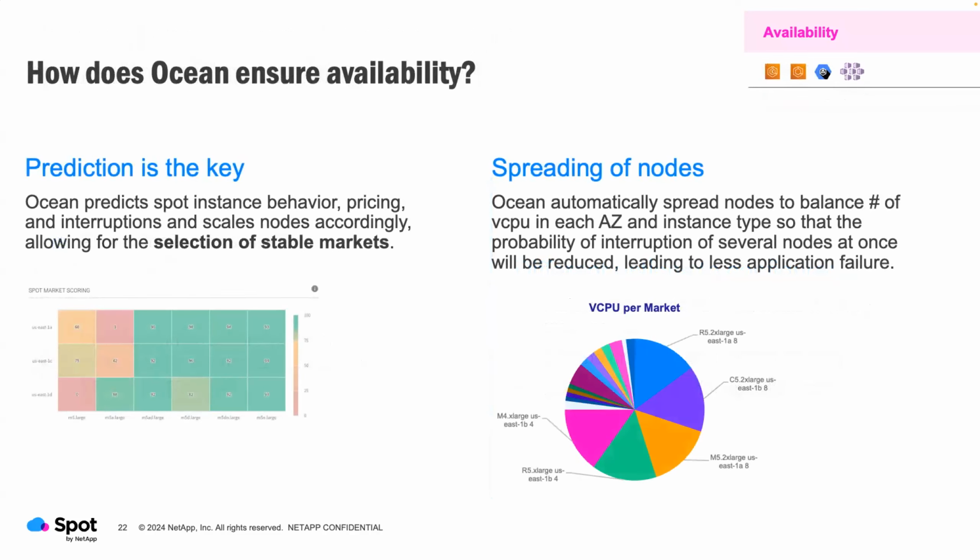The other one I want to highlight is when we're using spot instances in the cluster, prediction is behind everything that we're doing when we're choosing the instance. So over here is a bit of a heat chart that is showing the way that we're ranking and rating every instance in every availability zone throughout the world.